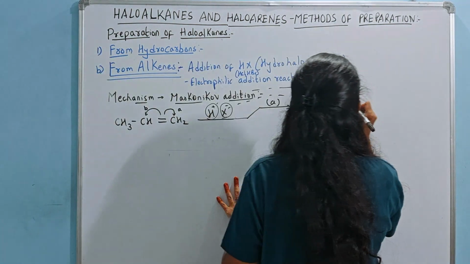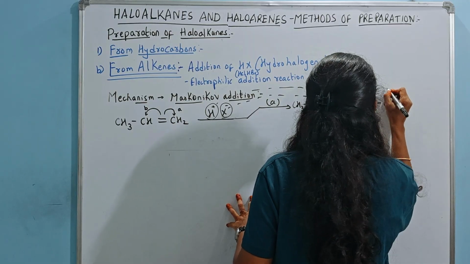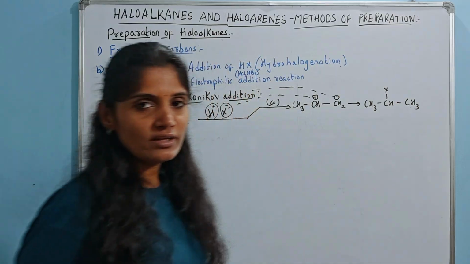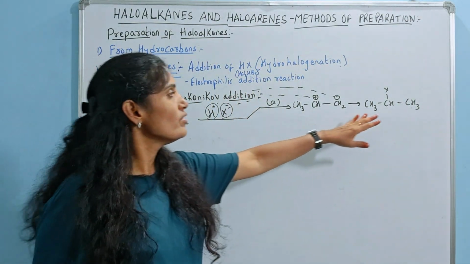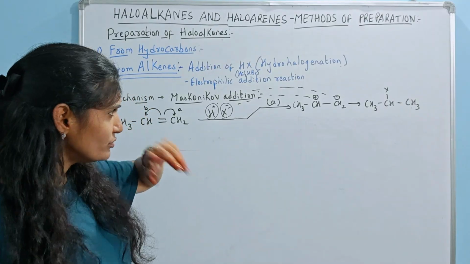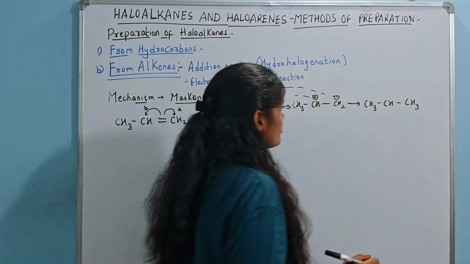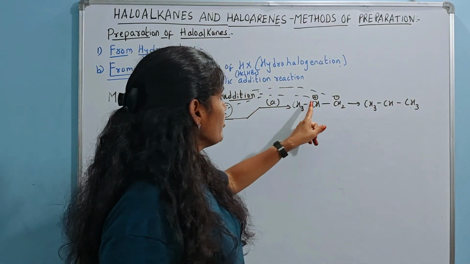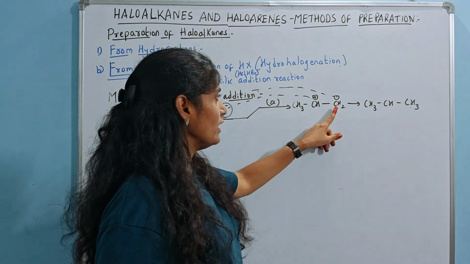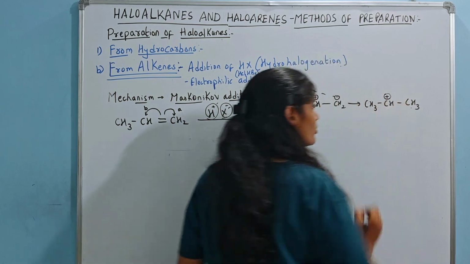So what do you get here now? CH3, CHX, CH3. This is what happens. Now, let me do it more step by step. This electron cloud has moved here, so the hydrogen has attacked this carbon. Now I'll write one more step here.